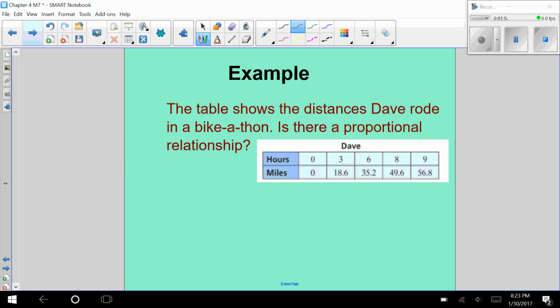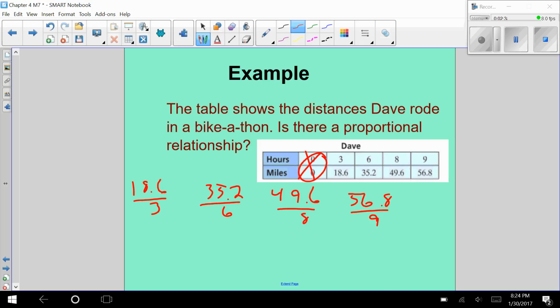This one shows the distances Dave rode during a bike-a-thon. I want you to try to figure out if this is a proportional relationship. So we should set up our ratios first. We can set them up as 3 over 18.6 or 18.6 over 3. I personally would set them up as 18.6 over 3. Remember, 0 over 0 we get to ignore because it's always going to be 0 over 0. So I have 18.6 over 3, 35.2 over 6, 49.6 over 8, and 56.8 over 9.